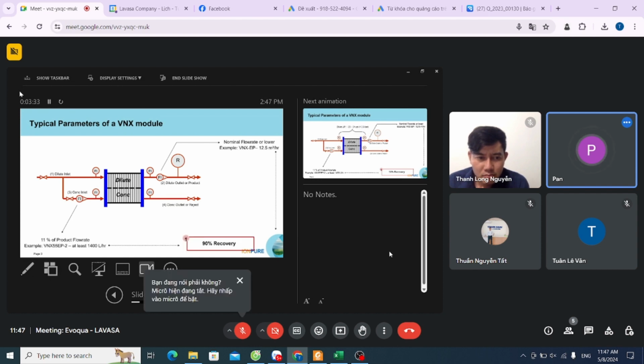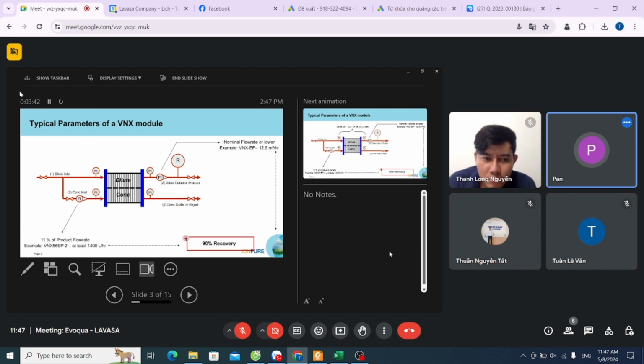It's the recovery. You set the recovery by this valve. So if I close, it means I force the water up here. If I open, it means more of the water comes here. So recovery you cannot set too high. It's very, very important. It's around 90%.